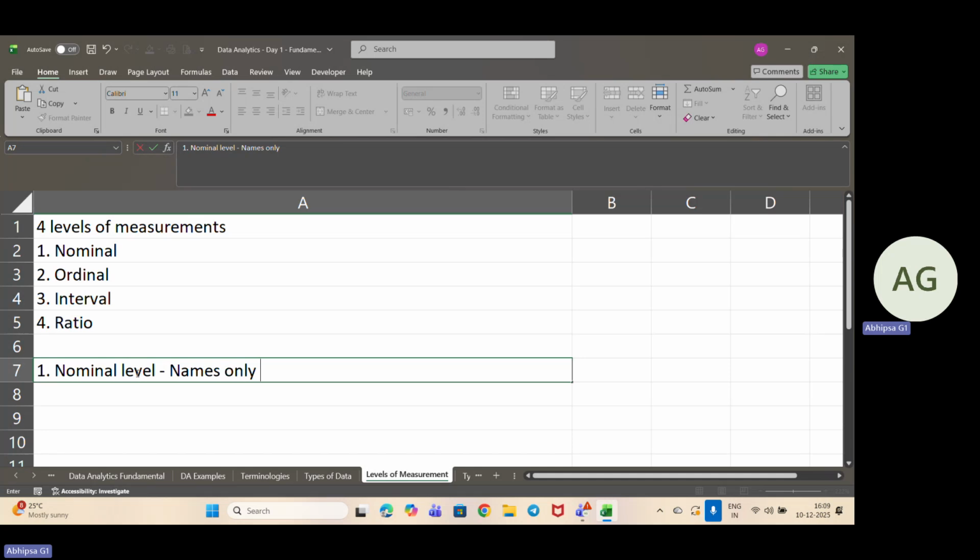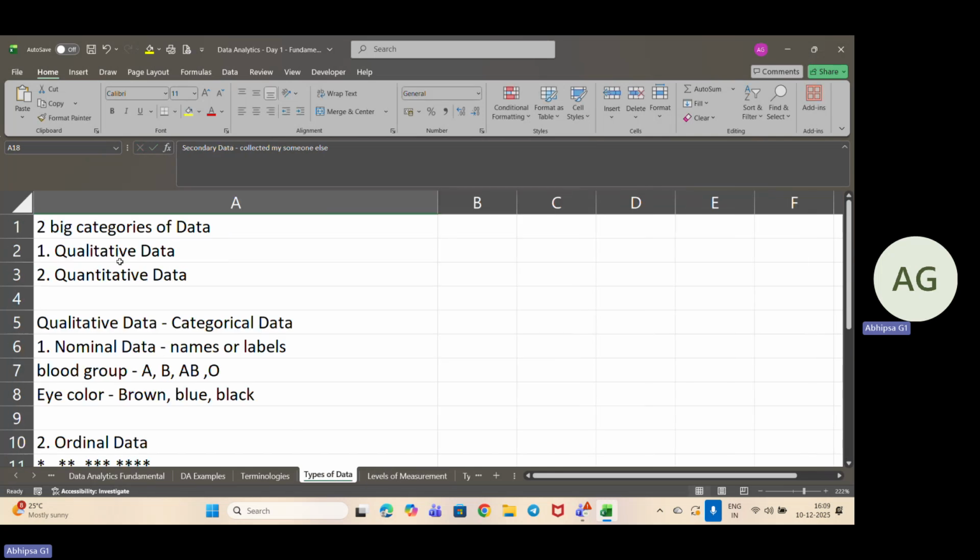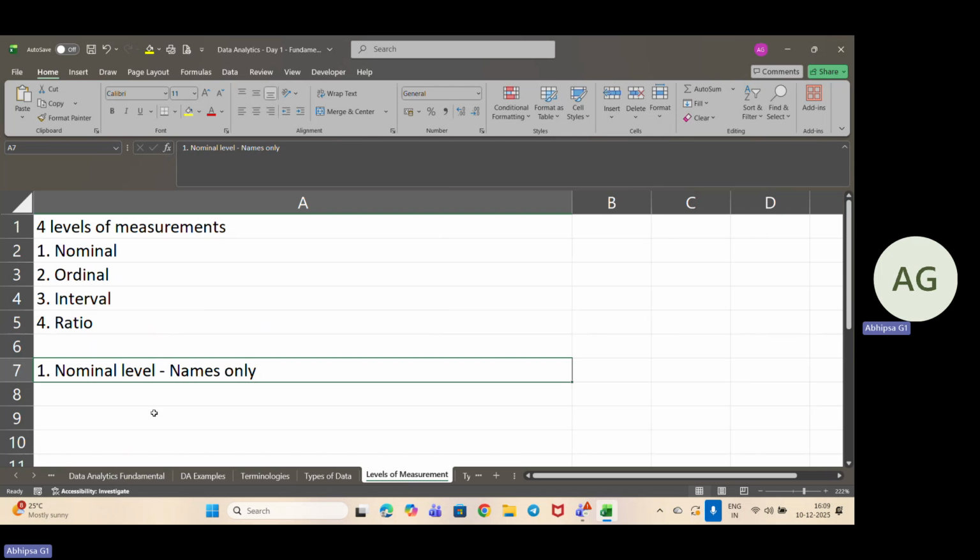You cannot say one category is bigger or one category is better. You can't do the normal mathematical operations on this kind of data, right? So nominal is equal to naming data. The one that we have discussed inside this qualitative data is the same as these nominal levels.